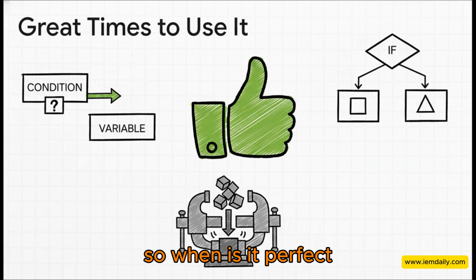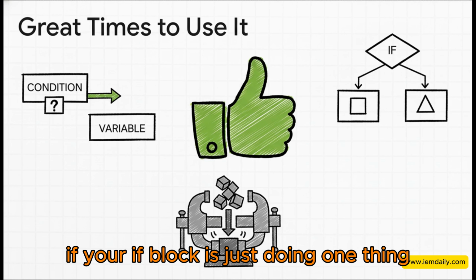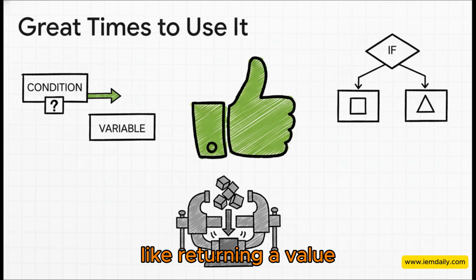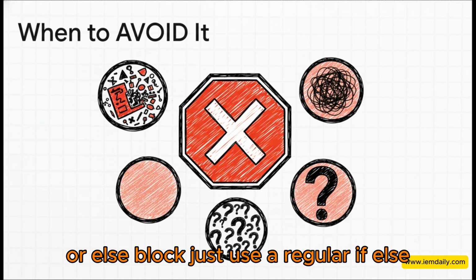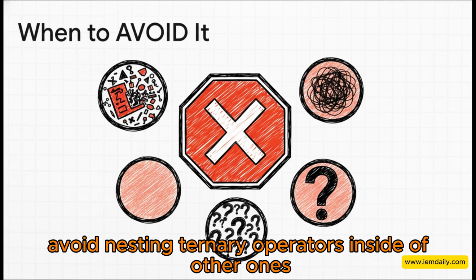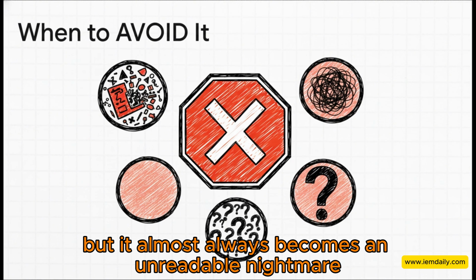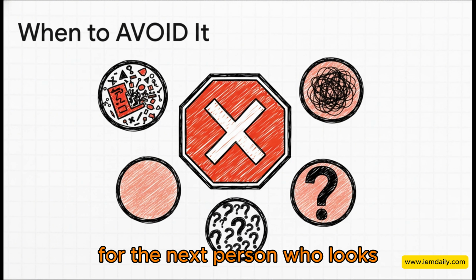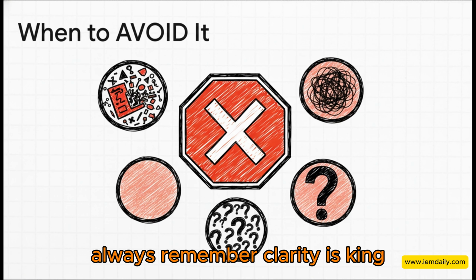So when is it perfect? The sweet spot is for these simple, direct value assignments. If your if block is just doing one thing, like returning a value, and your else block is also just doing one thing, then it is the absolute perfect candidate for a ternary makeover. On the flip side, if you need to do multiple things inside your if or else block, just use a regular if-else. And please, please, please avoid nesting ternary operators inside of other ones. I know it can feel clever in the moment, but it almost always becomes an unreadable nightmare for the next person who looks at your code, which might even be you in 6 months. Always remember, clarity is king.